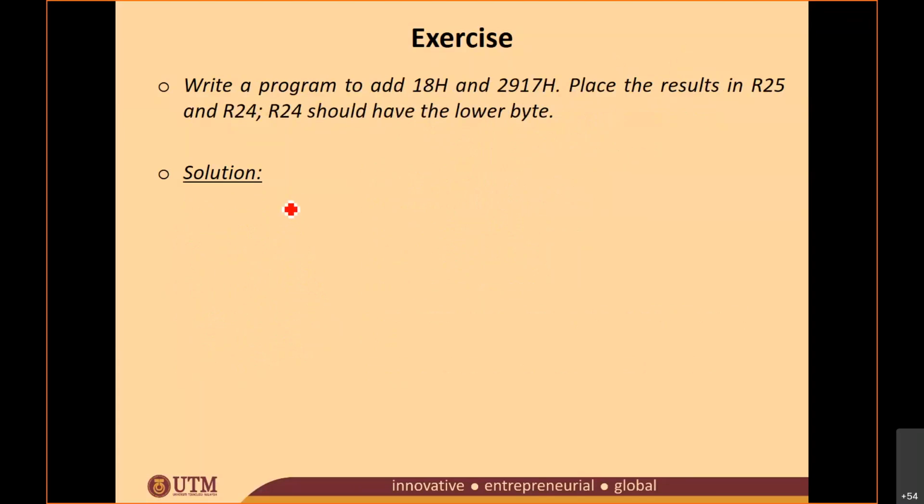Alright, so this is the second example. Now you are going to write a program to add these numbers, 18 and 2917. Place the result in R25 and R24, and R24 should have the lower byte. So what you're going to do is you need to find out the equation first. Form up the equation. So you put 2917 plus with, H means that it is a hexa number, 18.